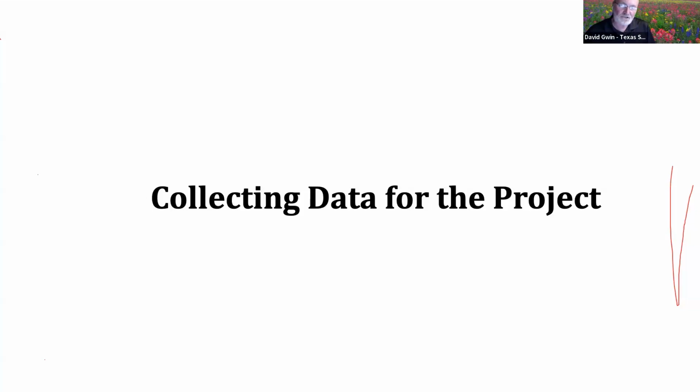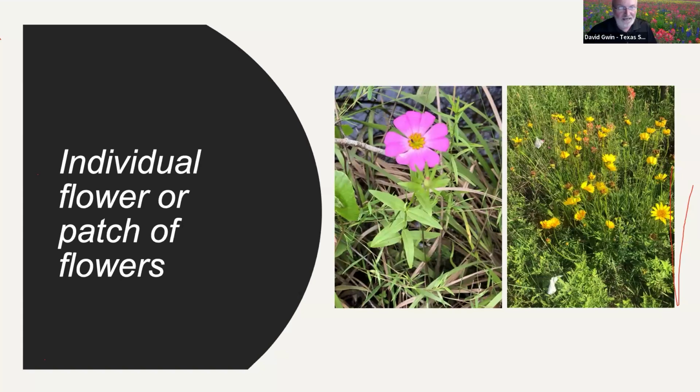But now we're going to transition over and talk a little bit about how you go about collecting data for the project. Okay, but before I do that, let's talk a little bit about the general parameters of this project and how it rolls out. Okay, I mentioned that you can participate in the project with as few as one of those plant species. You can also participate in this project if you only have one plant of that species, or you can do a patch of that plant.